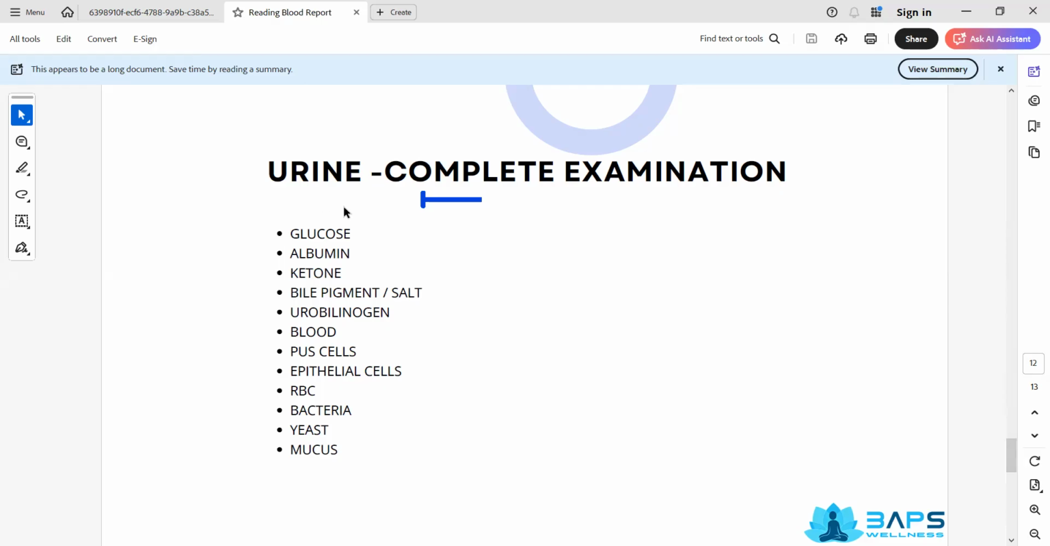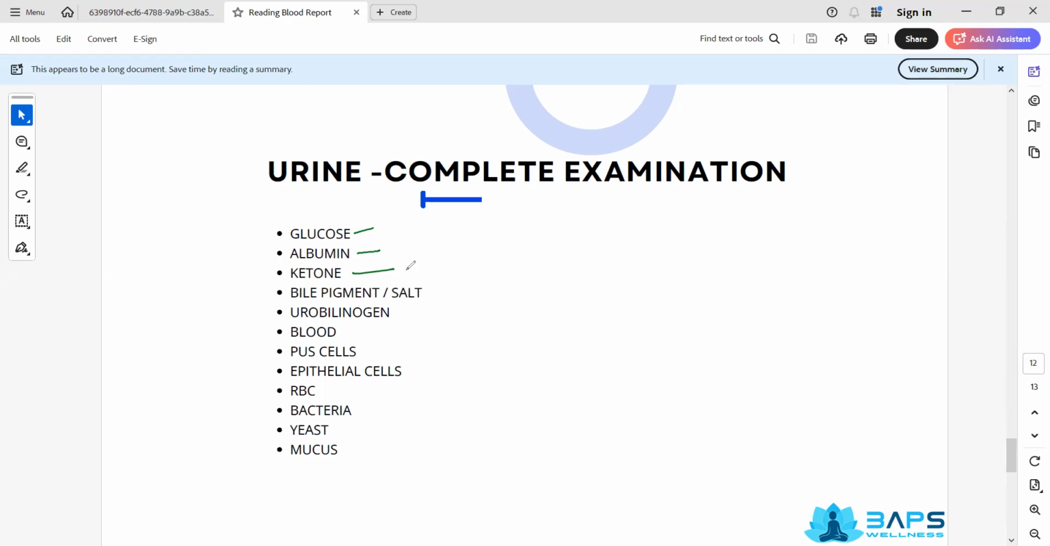The last one, we are going to see the complete urine examination. So normally there are two, one is spot urine, another one is 24 hours urine. Normally, if there is no culture and other things required, we will say give the spot urine and they will check. In the spot urine we will check parameters like glucose, albumin, ketone, bile pigment. So glucose will be there in the case of diabetic patients, and ketone also in the case of ketoacidosis.